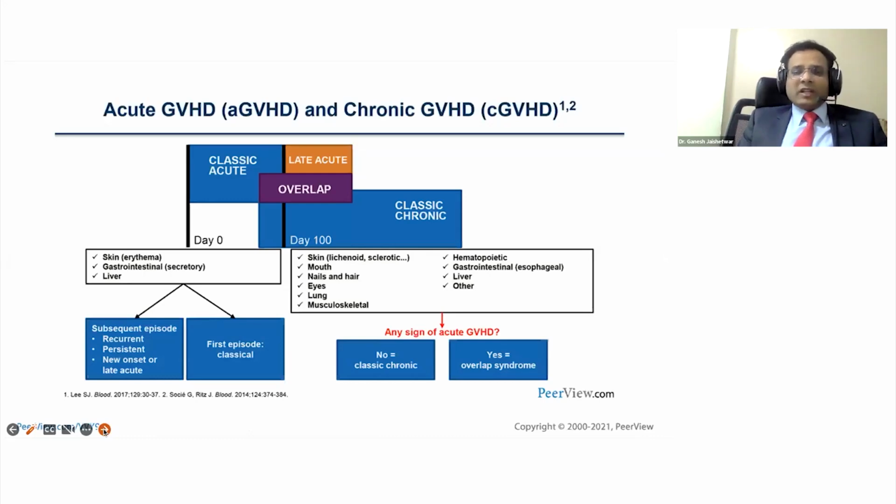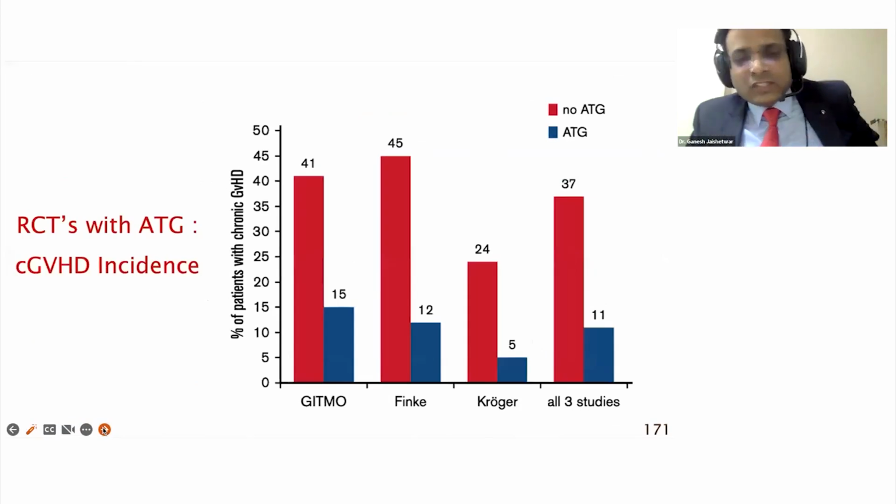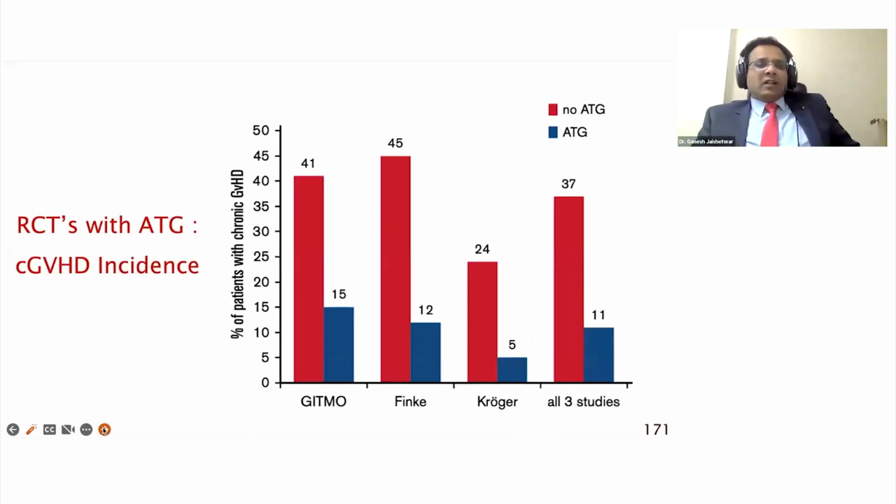The mainstay first line drug remains steroids, and for those steroid dependent or steroid refractory, you try other immunosuppressants or novel drugs like ruxolitinib. So these are various GVHD prophylaxis strategies, most notably CNI plus anti-metabolite methotrexate commonly used, but nowadays post-transplant cyclophosphamide, not only in the haplotransplant setting, but even in the match sibling, match unrelated setting, is being extensively used. And ATG significantly decreases the incidence of chronic GVHD, shown by these three landmark trials.